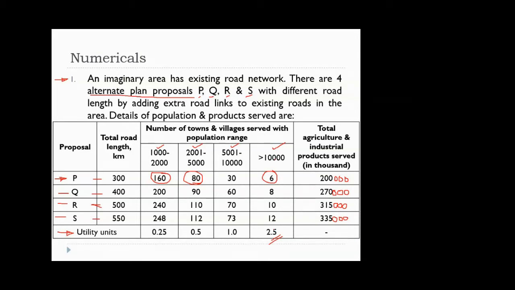But it's not always directly or only related to the population count. It is also related to the number of villages. So suppose there are 160 villages with 1000 population and 6 villages with more than 10,000. Here only the range is given, so not all 6 villages will have exactly 10,000 or 11,000. It might be more than 50,000 also. Depending on that, these utility values are decided. So for now these are given to you, so let's proceed with this.